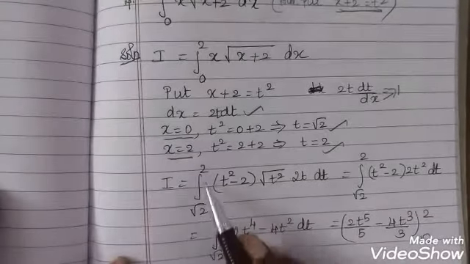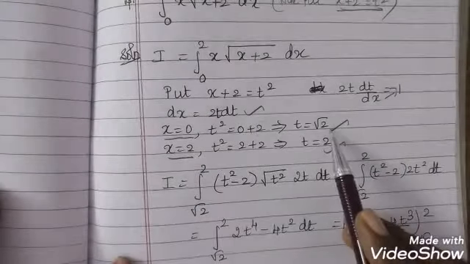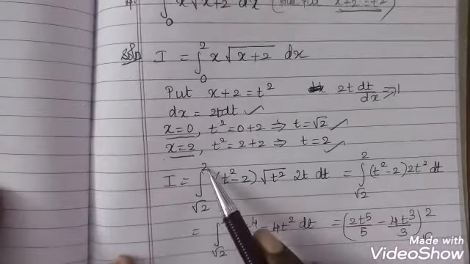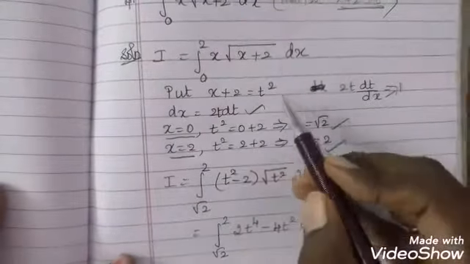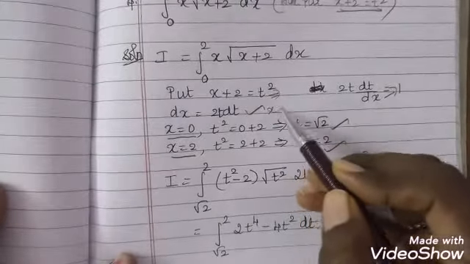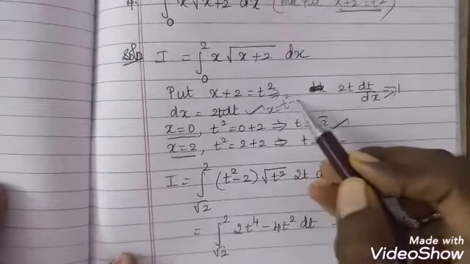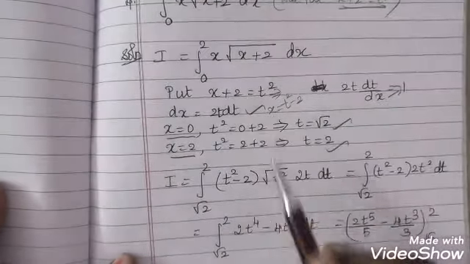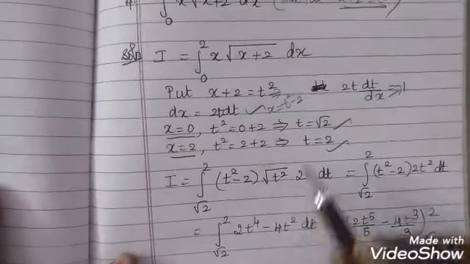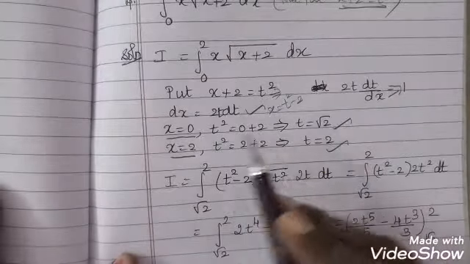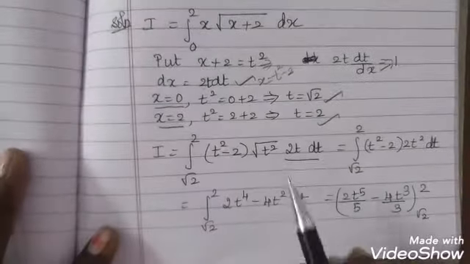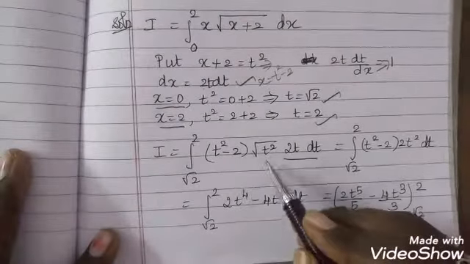So I is equal to the integral, the lower limit will give me root 2, the upper limit will be nothing but 2, and what is your x here? From this you know what x is equal to. It's t squared minus 2. So I can write it as t squared minus 2, and here you will have the square root of t squared, and what is your dx equal to here? Your dx is equal to 2t dt. You understood?